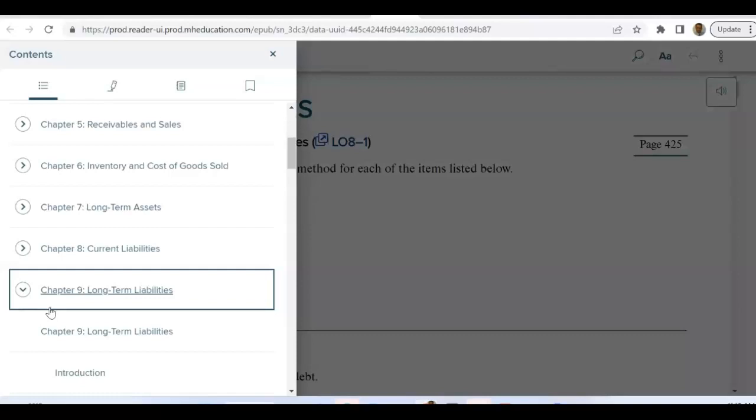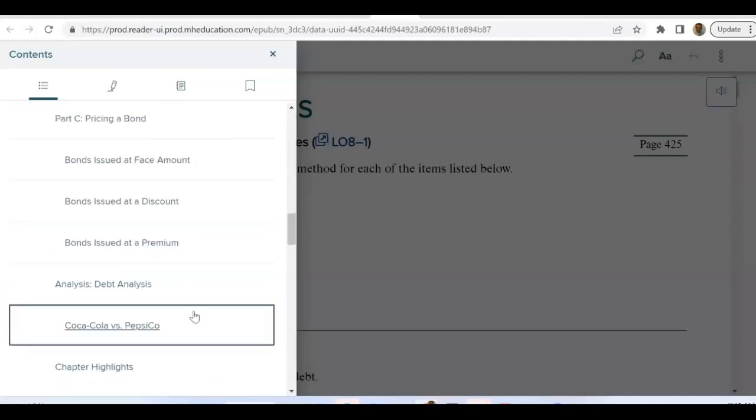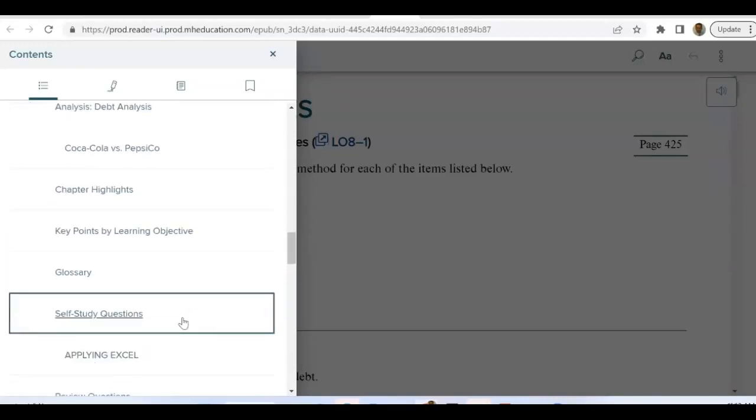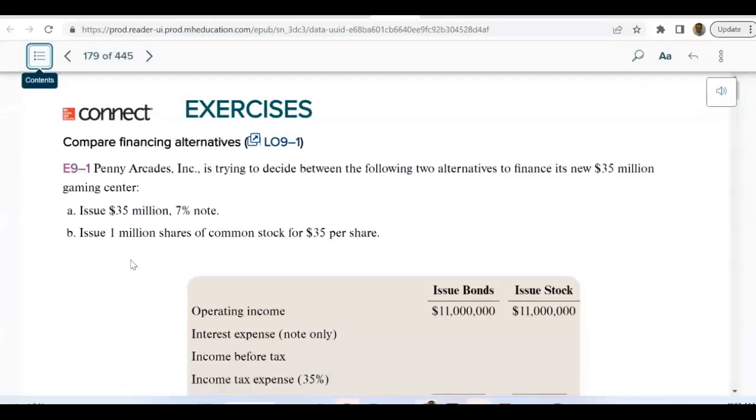Long-term liabilities, normally those are liabilities that you need to pay, but the maturity will be longer than a year. So those are long-term notes payable, mortgage payable, loan payable, those types of things. In order to get some idea about this, I like to do some problems, okay?